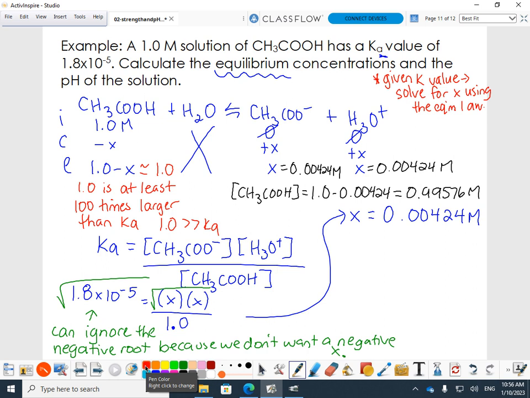Okay, so now we just have to make sure that we've answered what the question wants us to do. So it asks us for pH. So we have the hydrogen ion concentration, so we can find pH.